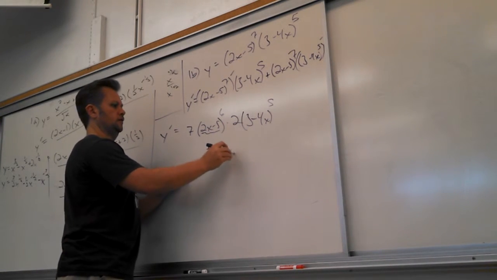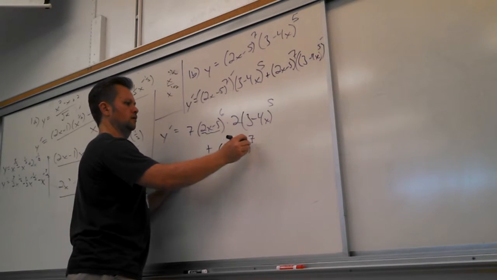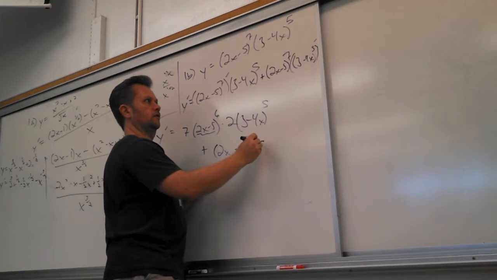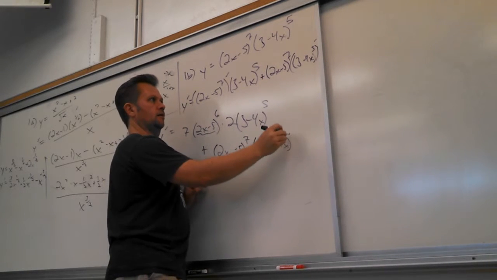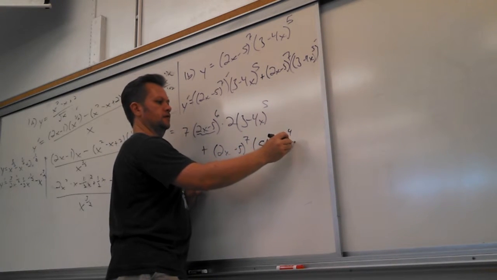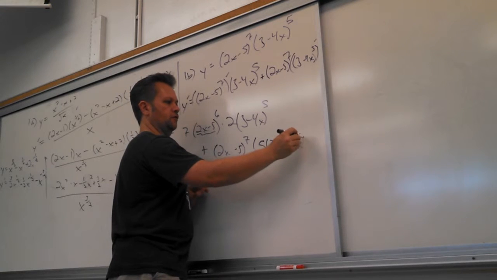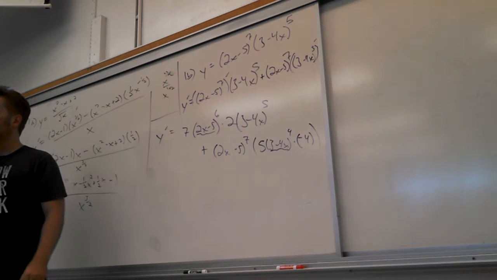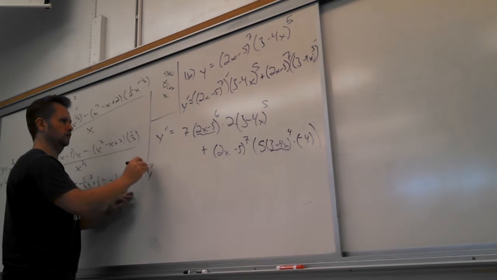Plus, leave this guy alone, times, how do you take the derivative of this guy? 5 (3 minus 4x) to the 4th times negative 4. Because that's going to be the derivative of the inside, right? Now clean it up a little bit.